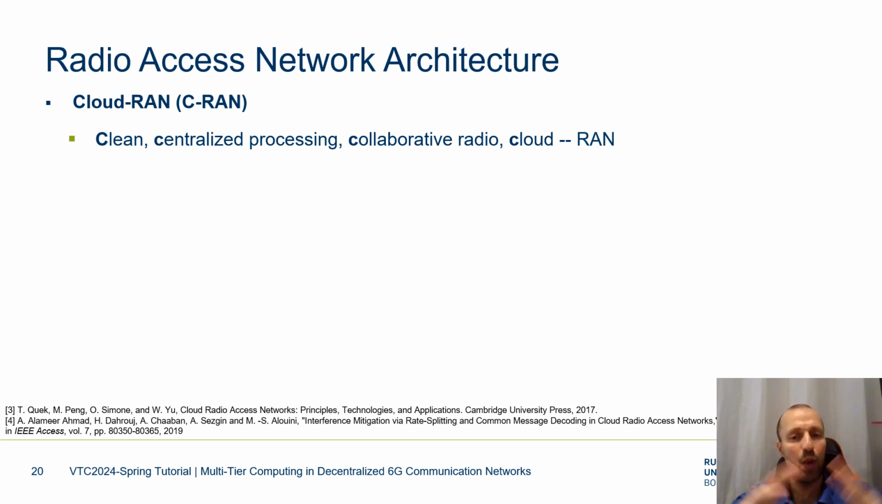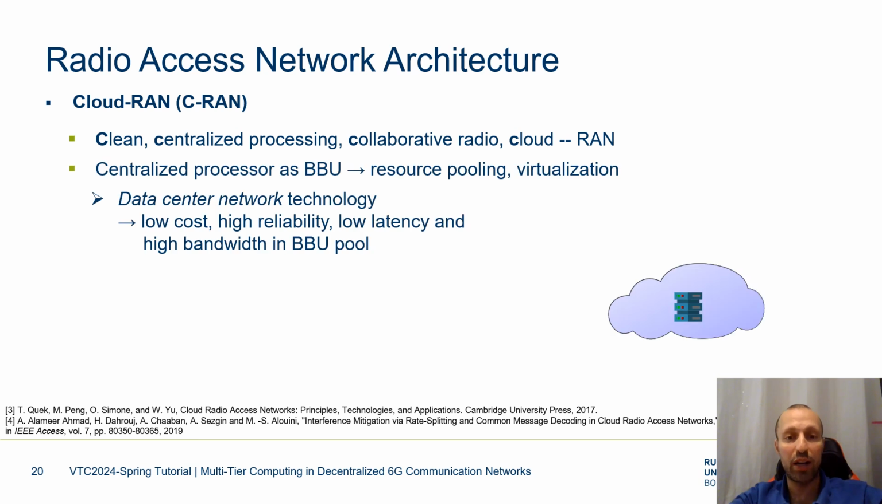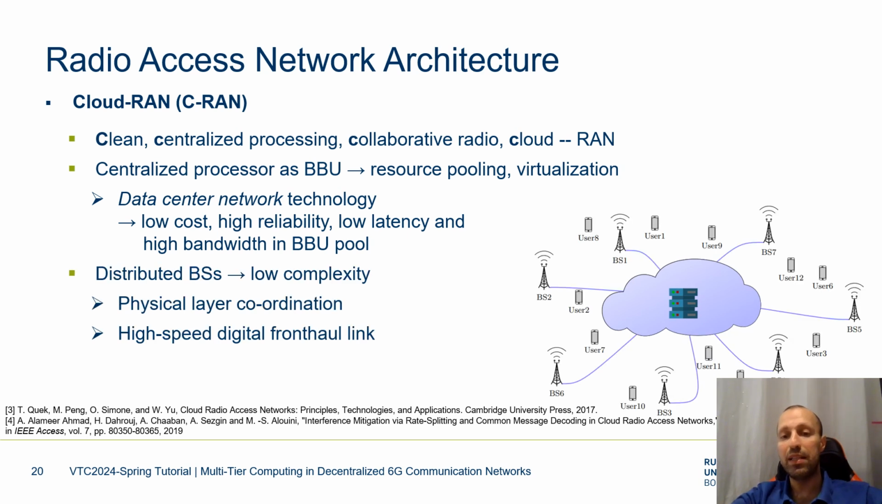So the Cloud RAN, in a way, provides a clean way for centralized processing, and also has this advantage of collaboration. So we have a collaborative radio, an actual cloud radio access network. You will have a baseband unit where you will have the resource pooling and the virtualization. And of course here you will be providing a data center network topology. So you basically have an actual data center.